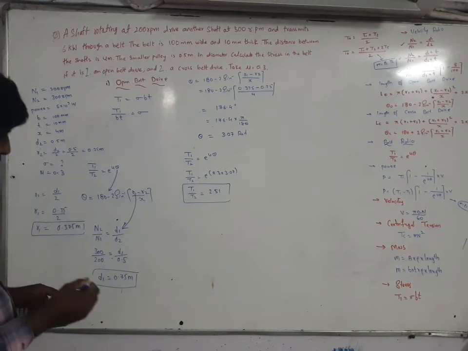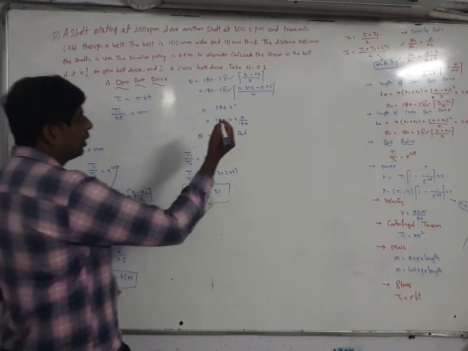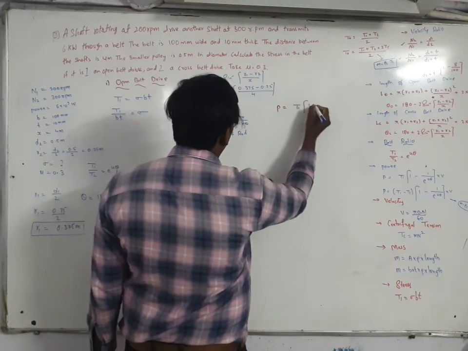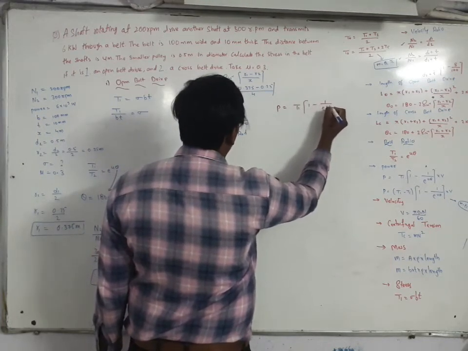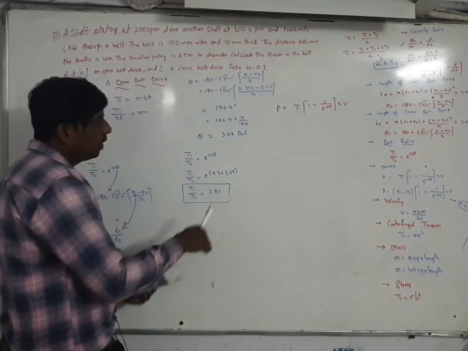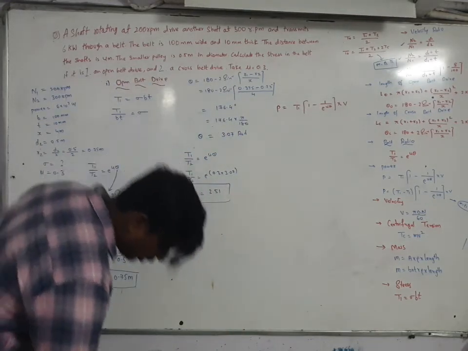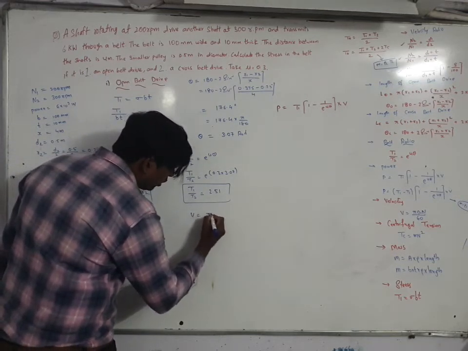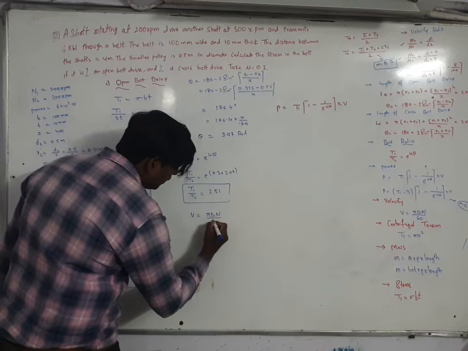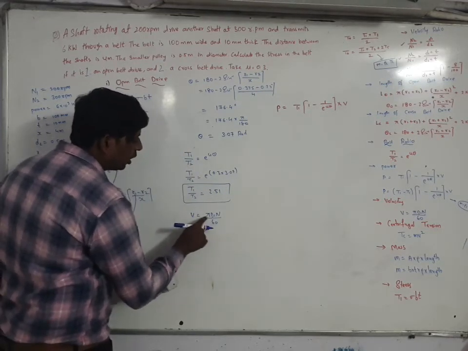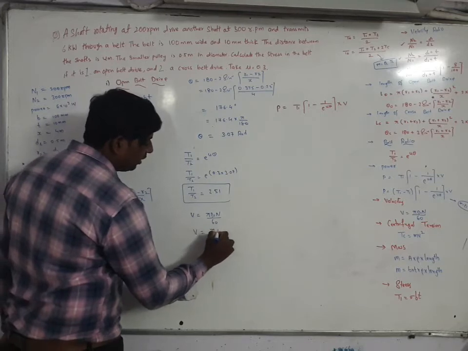Next, what you have to do? You have to find the power. The power is equal to T1 (1 minus 1 by e to power of mu theta) into V. This is the formula for power. But here V is missing. So find out the V. V is equal to pi d n by 60. This is the formula for V. What is pi? Pi, write down as it is, d1.